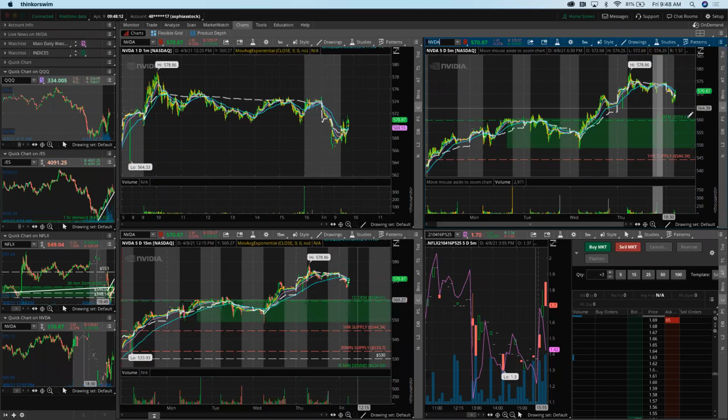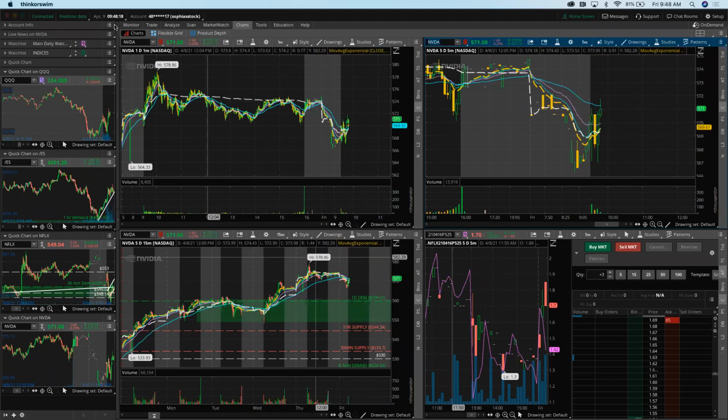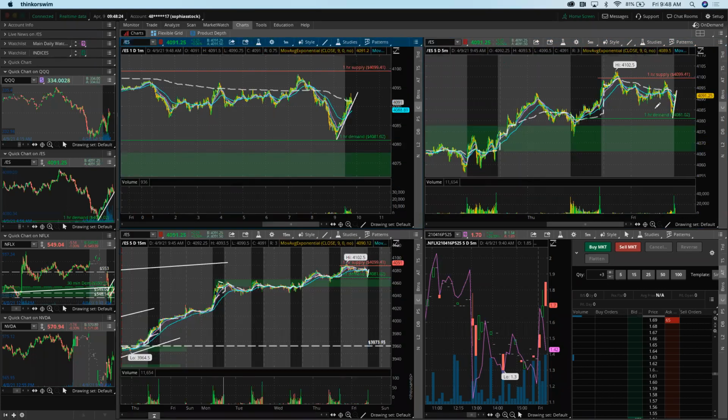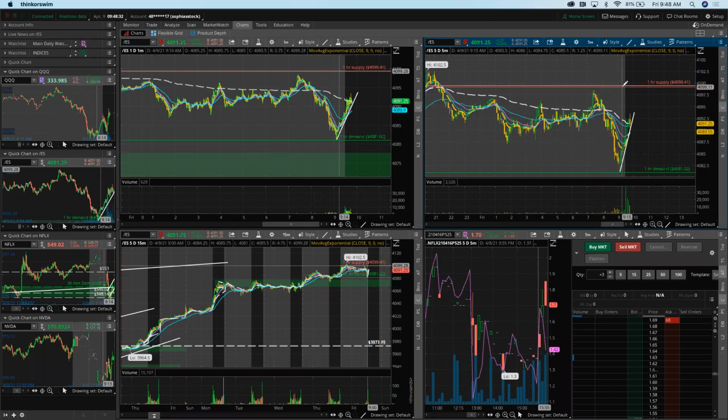Trust and believe. Nvidia is still consolidating. It broke above it a little bit. Might see some movement. And then also ES. ES looks like what I might stick to today, guys. I want to see what happens once we start getting around day highs and 40.99.